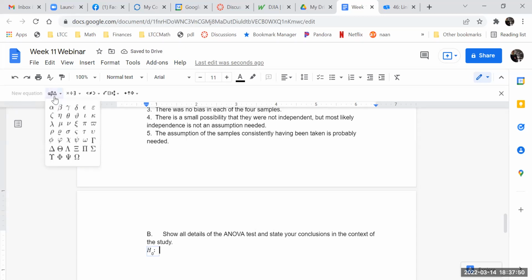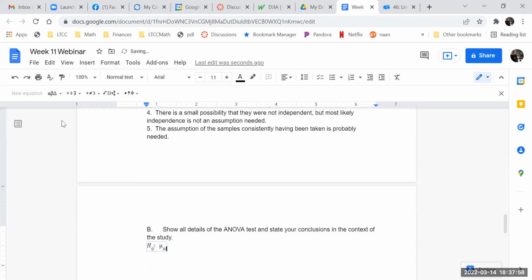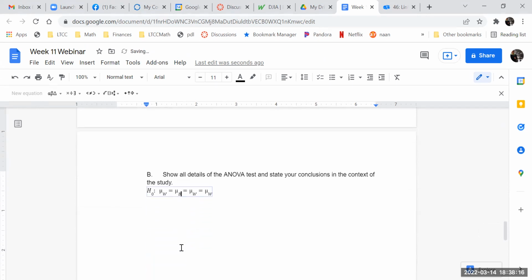And what we're going to have is mu sub, and let me remember the order: white, Black, Hispanic, other. So mu sub W is equal to, and just to make it easier to type, I'm going to copy and paste, is equal to mu sub, second one was Black. The third one was Hispanic. And the fourth one was other. And I'm going to make this bigger so you can see it better.